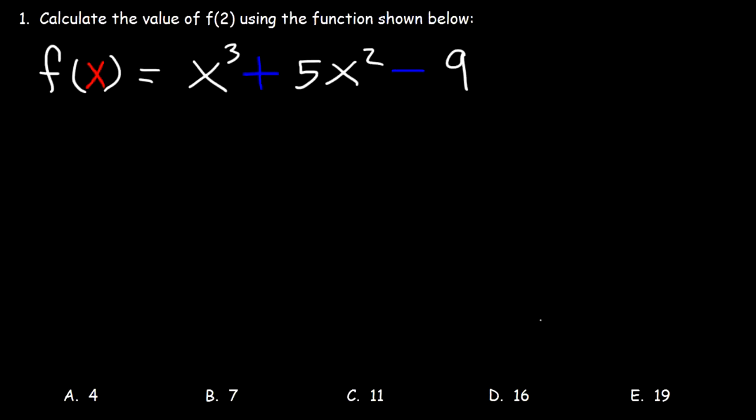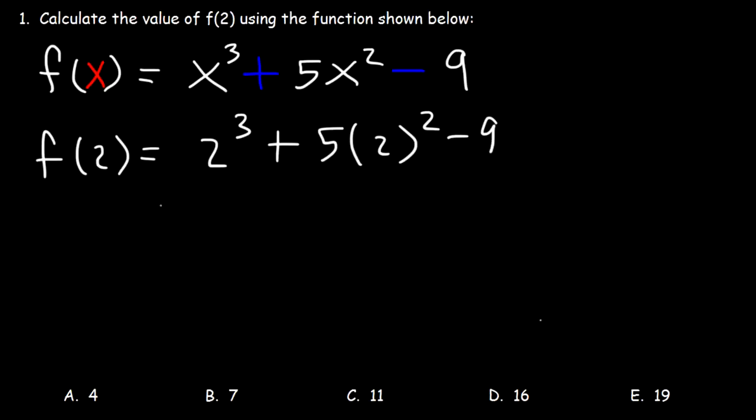Number 1. Calculate the value of f of 2 using the function shown below. So all we need to do is replace x with 2. So we have 2 to the third plus 5 times 2 squared minus 9.